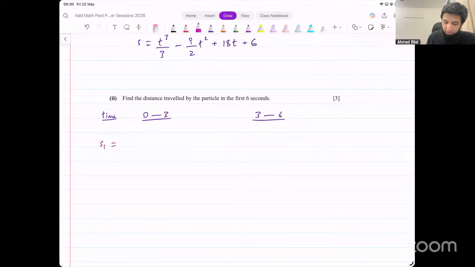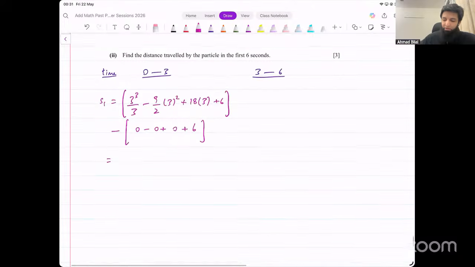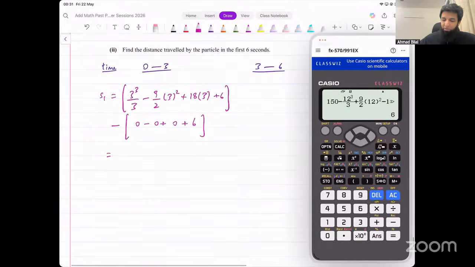So what you do is you input time equal to 3 in this: 3 cube over 3 minus 9 over 2 into 3 squared plus 18 into 3 plus 6. Subtract from this the case when you input time equal to 0, and that gives you 0 minus 0 plus 0 plus 6 at the end. Constants always get cancelled out in such problems when you put limits.